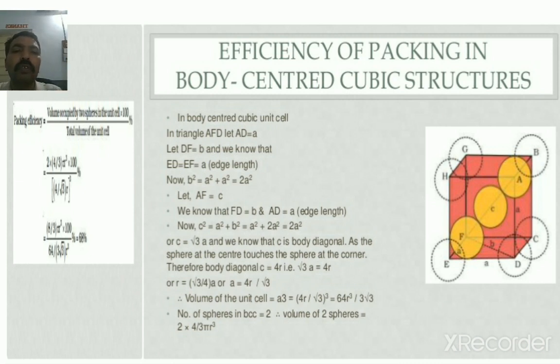The volume occupied by the 2 spheres in the unit cell is 2 into 4 by 3 pi r cube, divided by A cube, where A is 4R by root 3, whole cube, into 100. On calculating this, we obtain packing efficiency equal to 68%. In BCC, packing efficiency is 68%, and in FCC, packing efficiency is 74%.